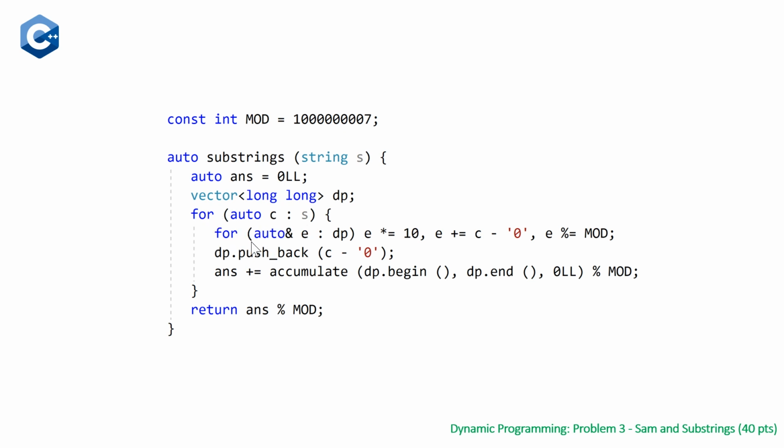The first thing we're going to do is loop through the elements in our dp vector and multiply each of them by 10, then add the value of the character, which we can get by taking the character minus the character 0, so this will convert it to an integer, and then we have to make sure that we're taking the modulus of our number by what the problem states. So that converts our current dp values to be affected by the current digit, and then we push back the digit as well, and then we just have our answer that we are plus-equaling the sum of all the elements in our dp vector at this moment.